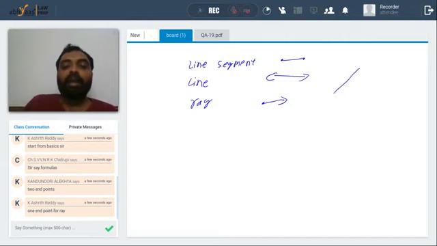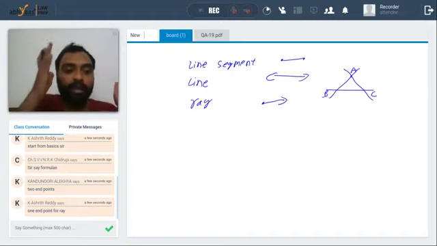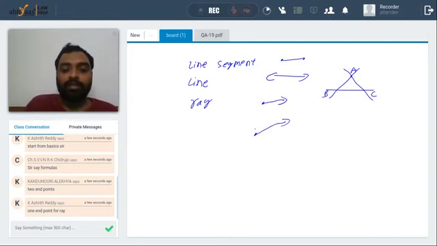Clear? Three lines, if they join, they form a triangle. But look at this one, A, B, C. These are line segments. AB is a line segment, AC is a line segment, BC is a line segment. Clear? Because a line can be given a boundary, given two endpoints, it becomes a line segment. Clear? Ray is this one.